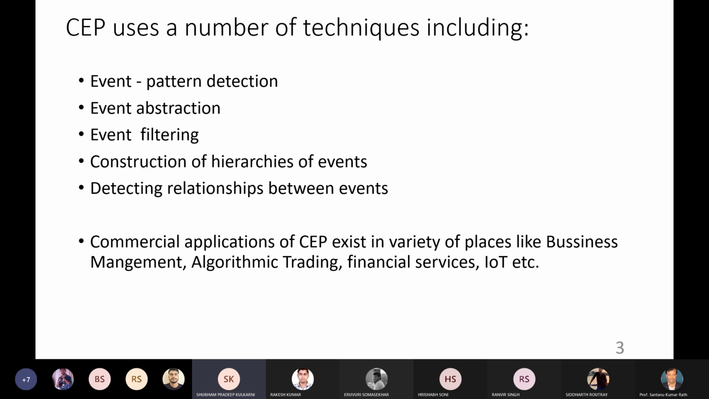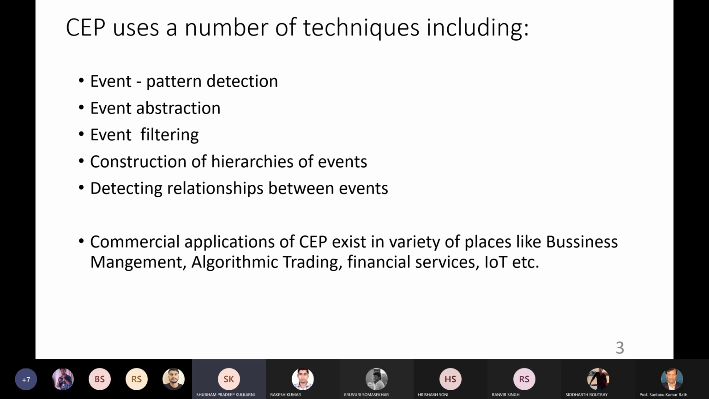So construction of hierarchies of events, like suppose in operating systems, we have events that take place at the hardware level, or we also have the events that take place at the kernel level, and the events that take place at the user level or the application level. So these are the different levels we can have in an operating system. Such kind of hierarchies we have to construct between the events that we are studying. Then we have detecting relationships between the events. So how the events are related with each other is what we have to see, and is what CEP helps us in getting from analyzing the events.